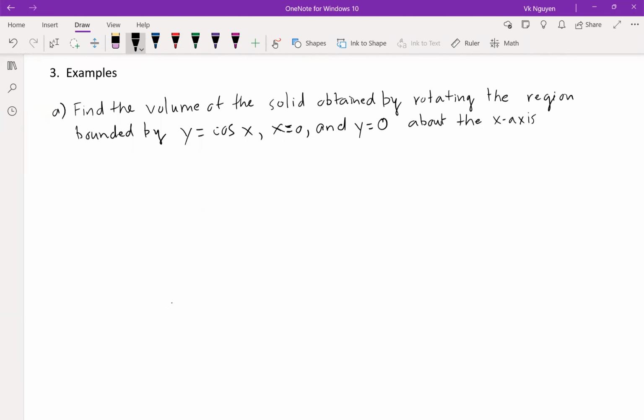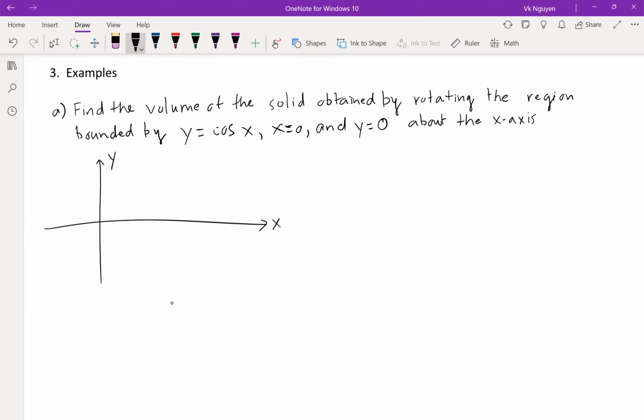In the first example, find the volume of the solid obtained by rotating the region bounded by y equals cosine x, x equals 0, and y equals 0 about the x-axis. Usually the first thing that we do is sketch out the curve and the area.